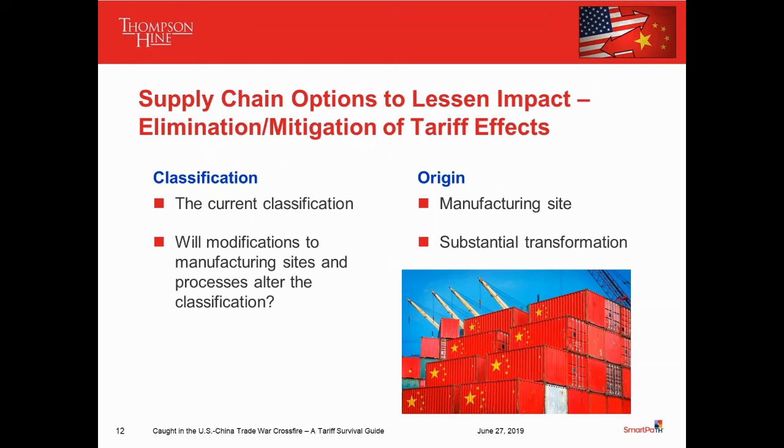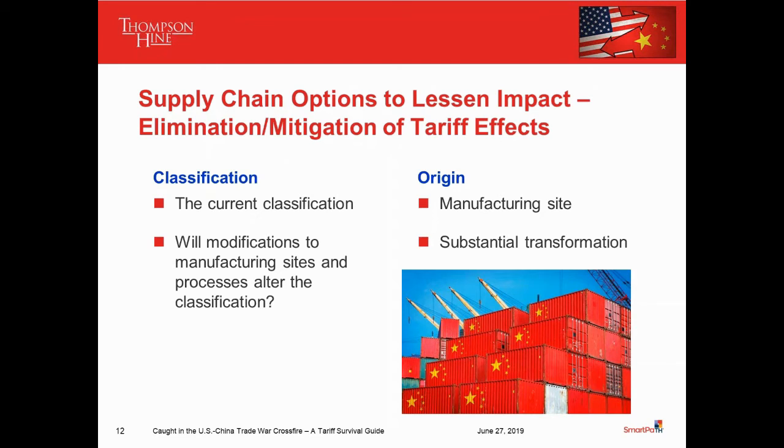Let's now return to the United States and talk about what happens if you've applied for a product exclusion request and have been denied, or if you're unable for whatever reason to apply for a product exclusion request. What options do you have still to lessen the impact of the Section 301 tariffs? You have options, and you have options that you can utilize through your own supply chain.